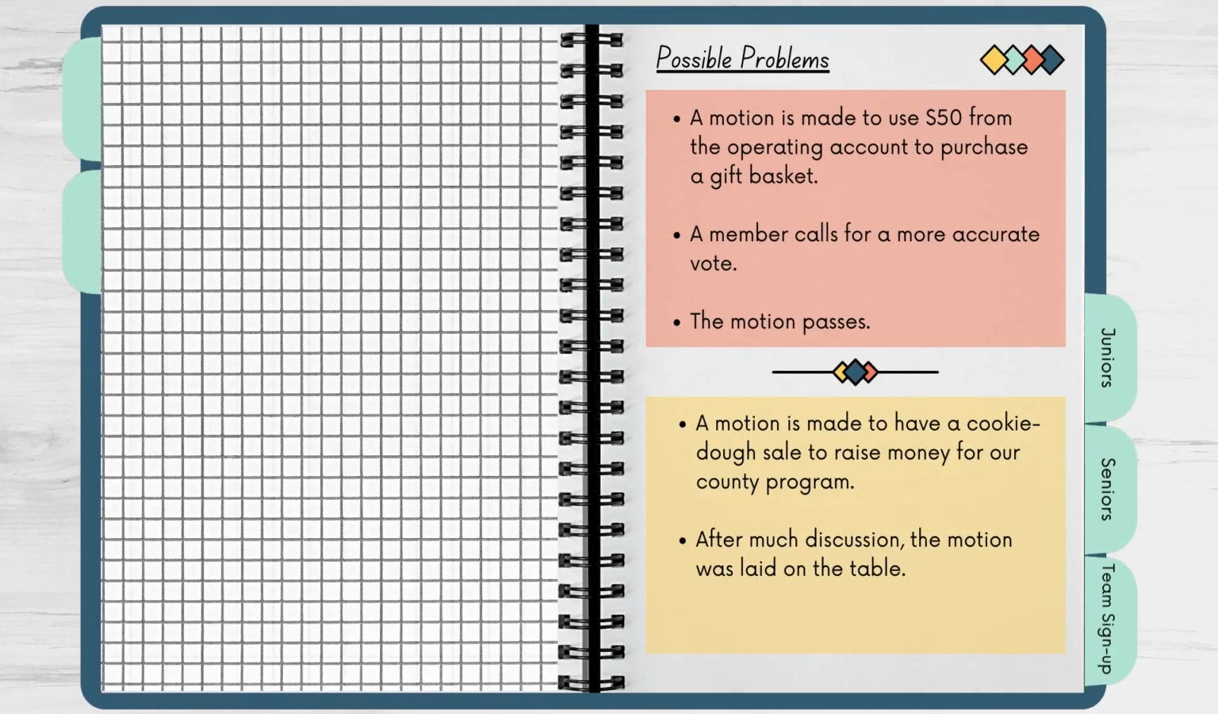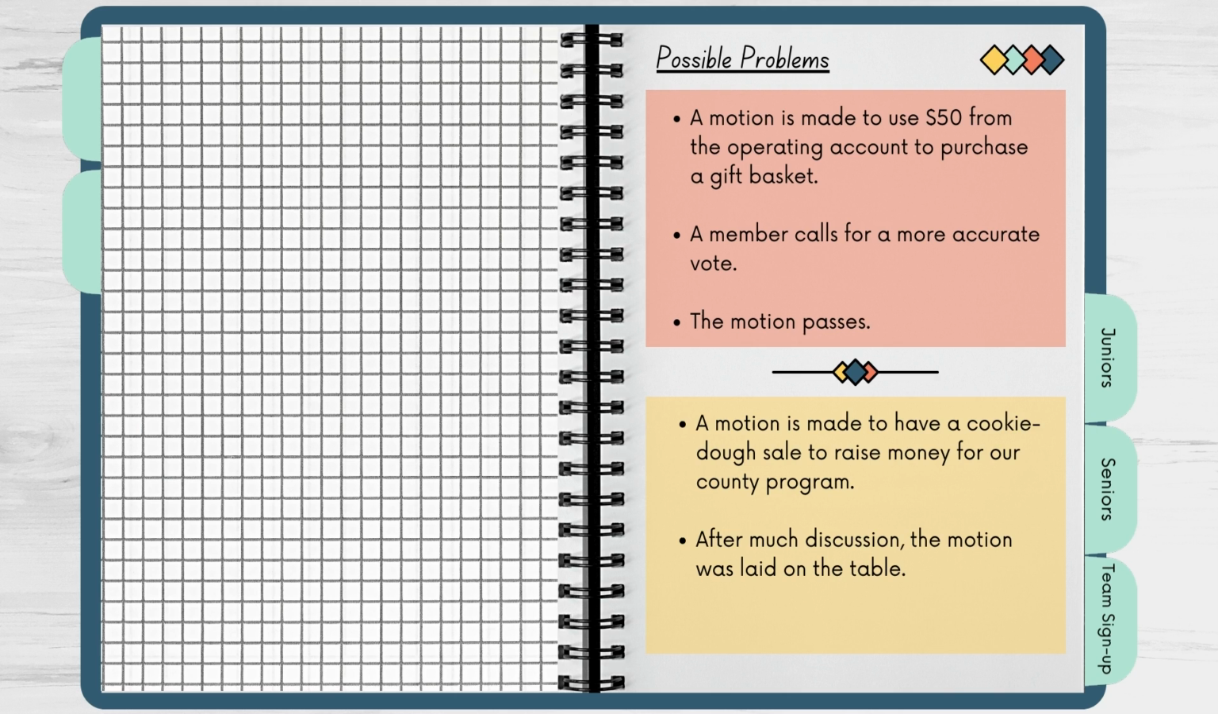Just to give a quick example of what a possible problem could look like. As I said, they'll work through the agenda, and this type of stuff will show up in their new business. So their motion is made to use $50 from the operating account to purchase a gift basket.